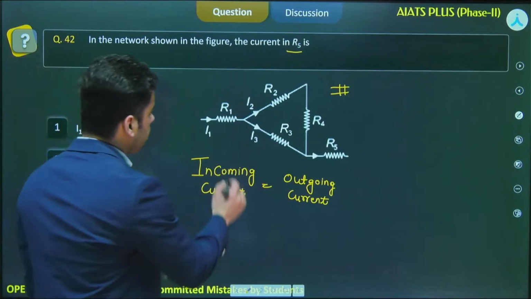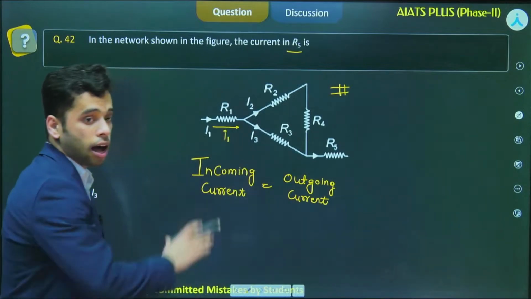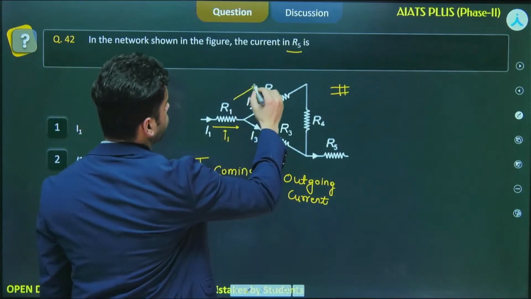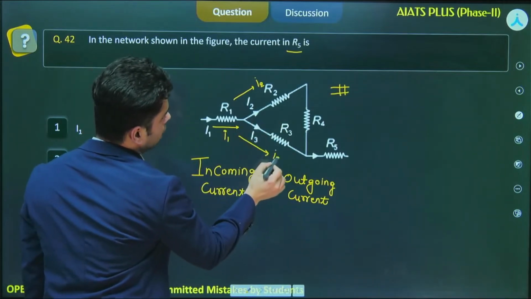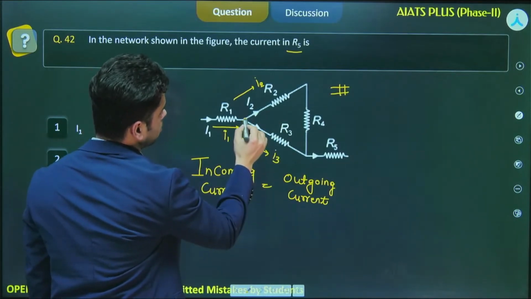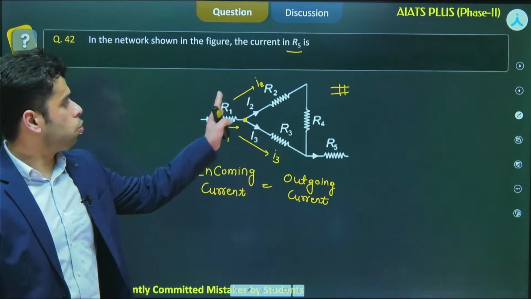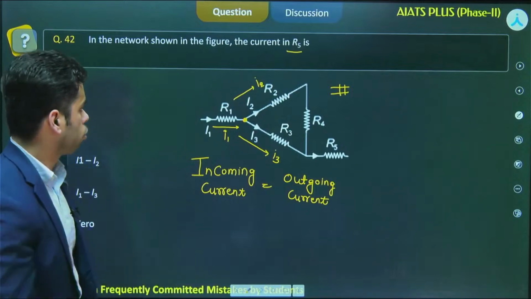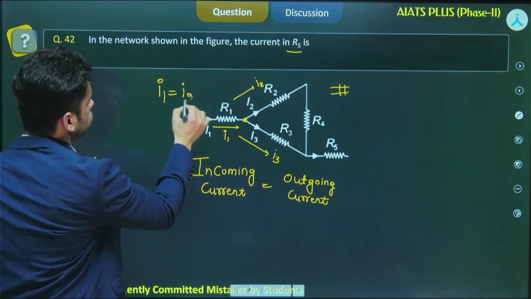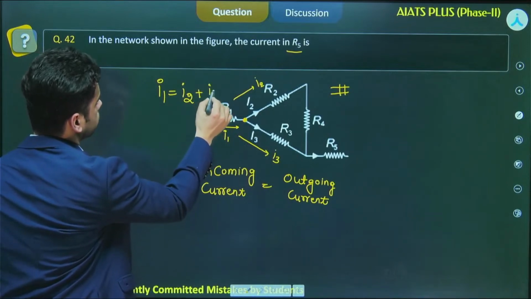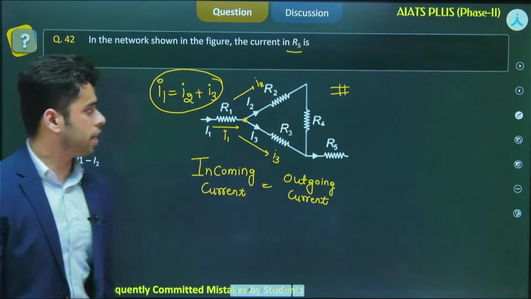So you can see that I1 is entering over here, and this I1 is being distributed into I2 and I3 at this junction, right? This is my junction. So I1 is the incoming current, and it got distributed into I2 and I3, right? So from here I can write that I1 should be equal to I2 plus I3.